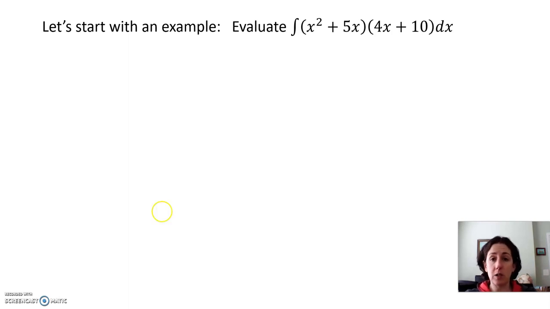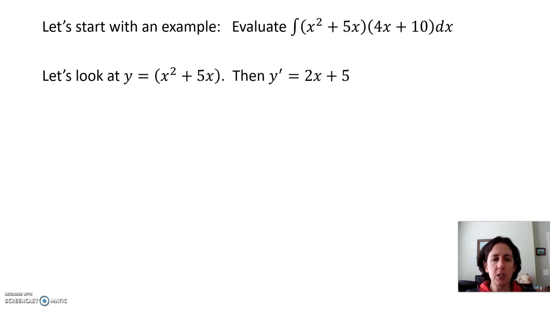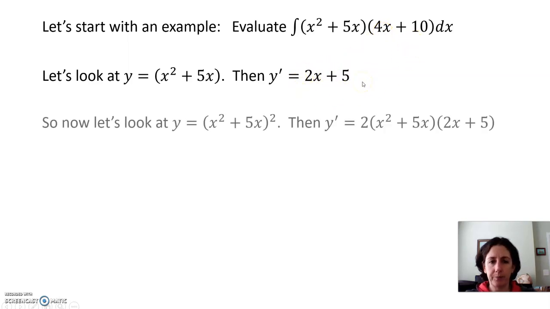Now, yes, what we could do in this situation would be distribute everything out, combine like terms, and then take the integration by using our basic integration rules. But let's look at a different way. Let's look at y equals x squared plus 5x. Well, then the derivative of that is 2x plus 5. And those are kind of close, aren't they? 2x, 4x, 5, and 10. It's like a multiple of 2.